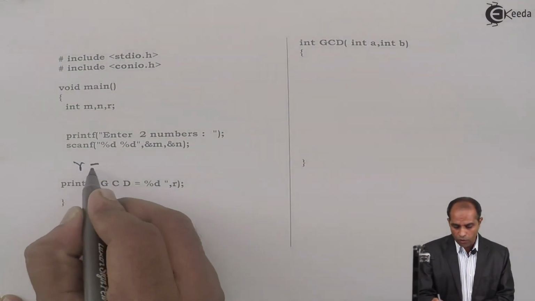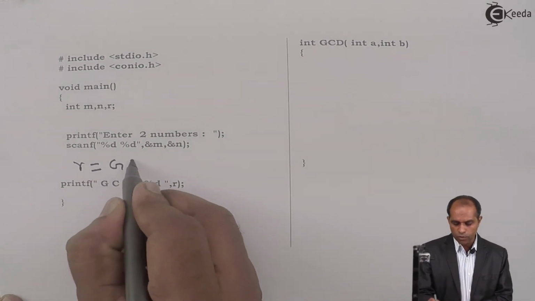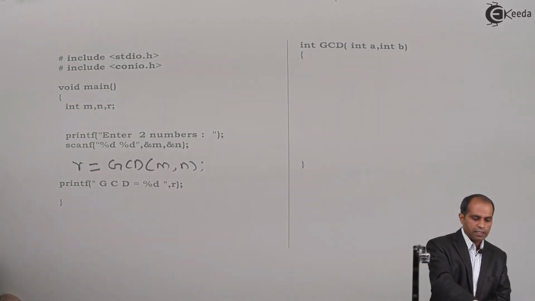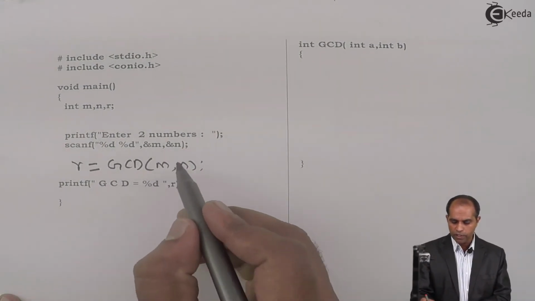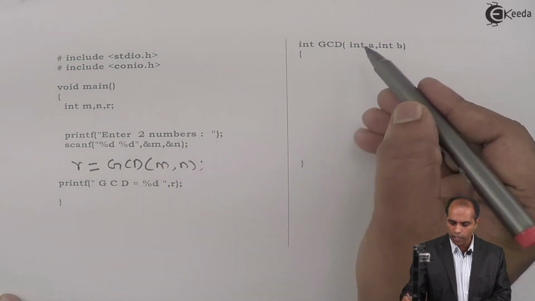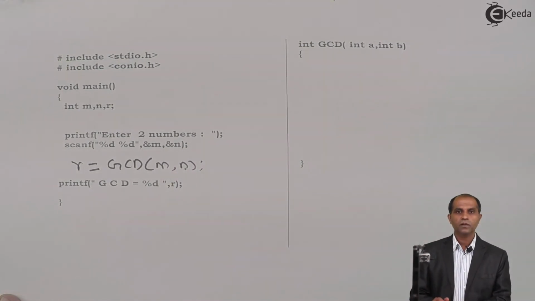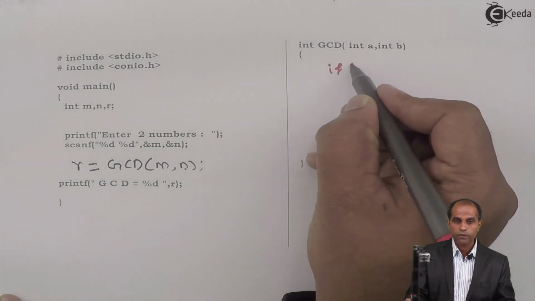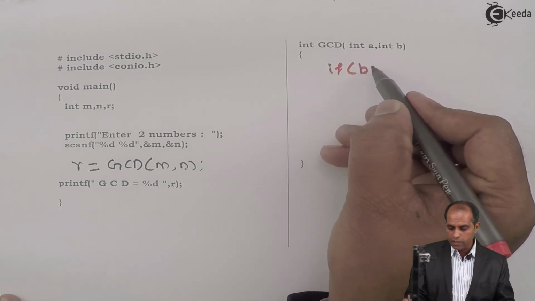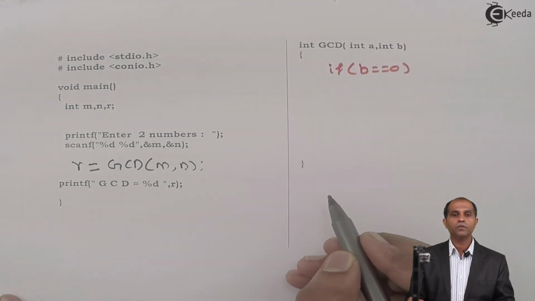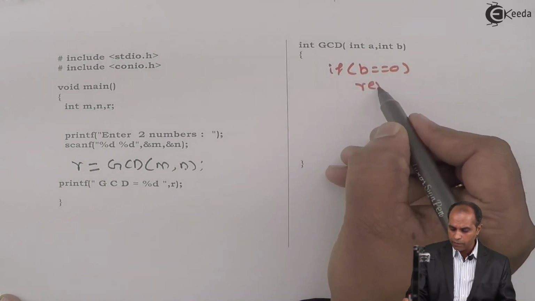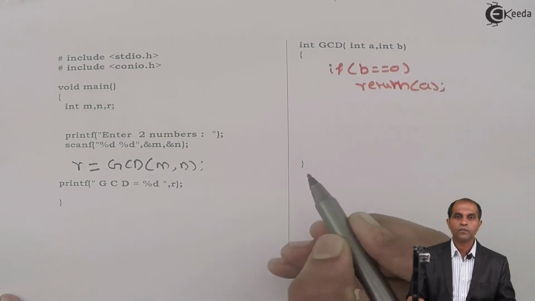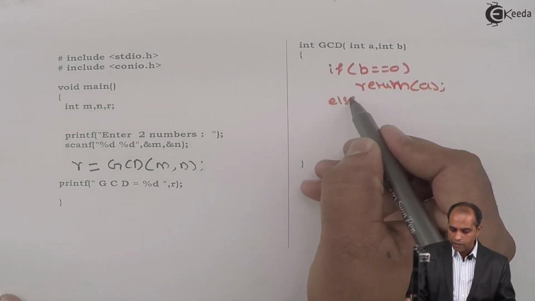So I'll give a call to GCD by saying R equals GCD(M, N). So first argument is M, second argument is N. M goes to A, N goes to B. What is the first condition? You said: is the second number 0? If B equals 0, then the first number is the answer, hence you'll say return A. If not, else.